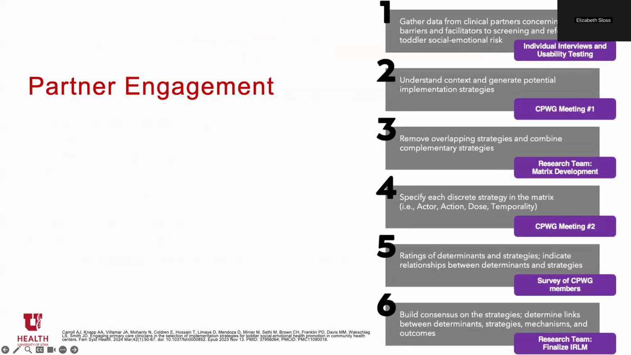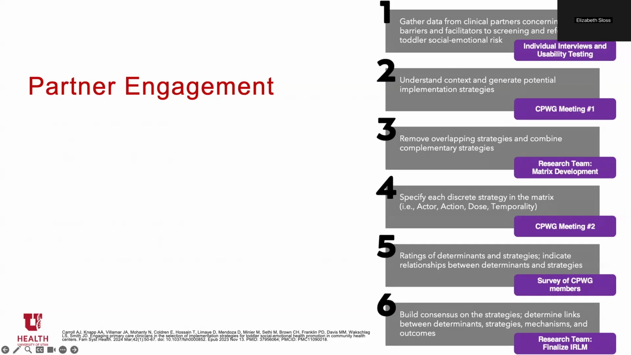Okay, so for the partner engagement, I wanted to just share this. This is a really streamlined version of a partner engagement strategy for identifying strategies. So first, you work with a clinical partner. In this study, they were trying to implement toddler social emotional risk screening, and what they did is they created a clinical partner working group, and they met I think 3 times or 2 times.